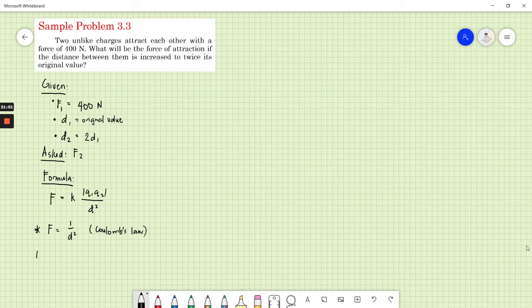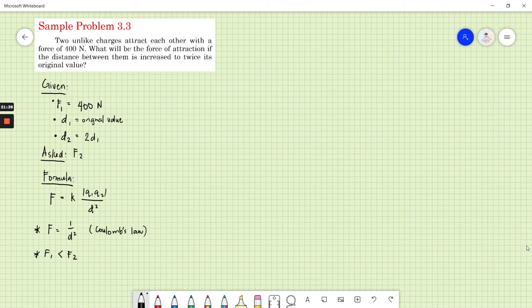So in this problem, we know that the force F1 should be less than F2 according to Coulomb's law, because it's inversely proportional. If I increase the distance, the force would be lower. Meaning, if I increase D1, our F1 should be less than F2. Okay, but by how much?